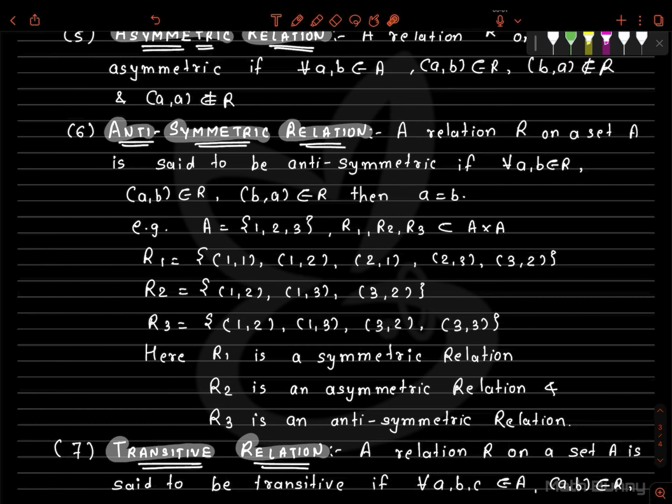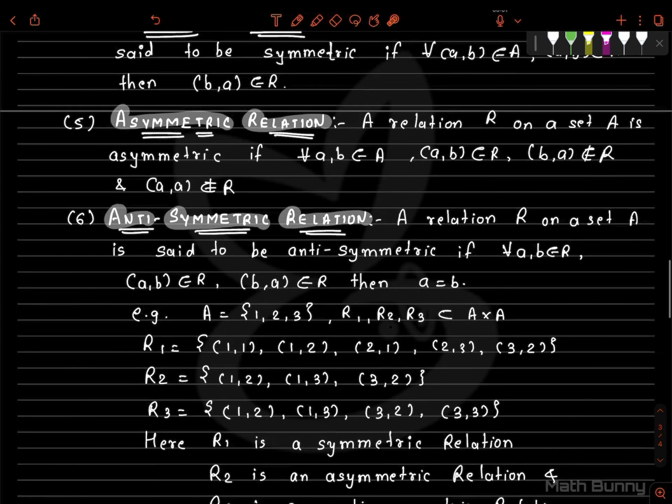For example, for A is equal to {1, 2, 3}, R1 is {(1,1), (1,2), (2,1), (2,3), (3,2)}. You can see (1, 2) belongs to R1, (2, 1) also belongs to R1. So, (a, b) is present in R1, (b, a) is also present in R1. Similarly, (2, 3) belongs to R1, (3, 2) also belongs to R1. So, for all (a, b) belonging to R1, (b, a) also belongs to R1, then it is called a symmetric relation. Diagonal pairs are allowed in symmetric relation.